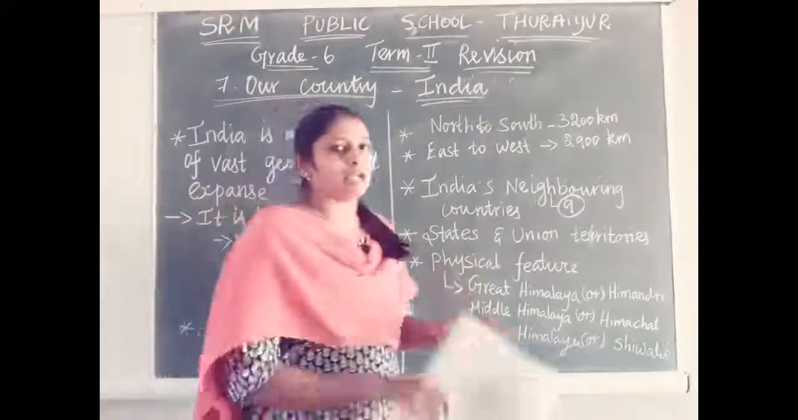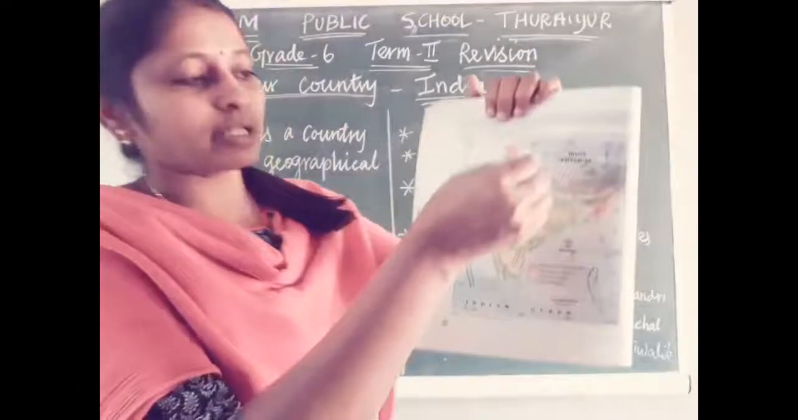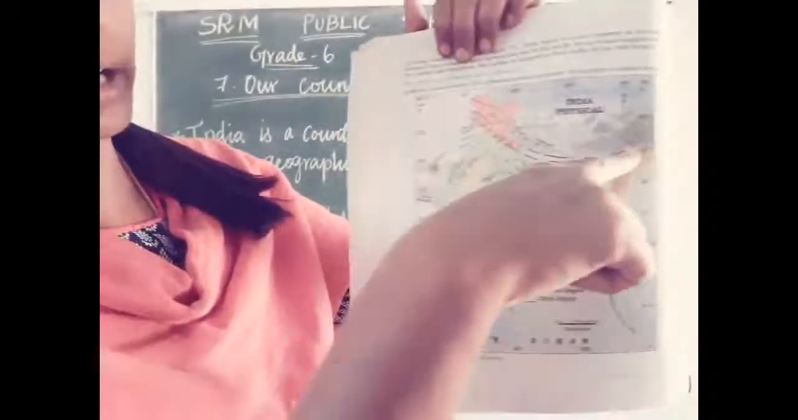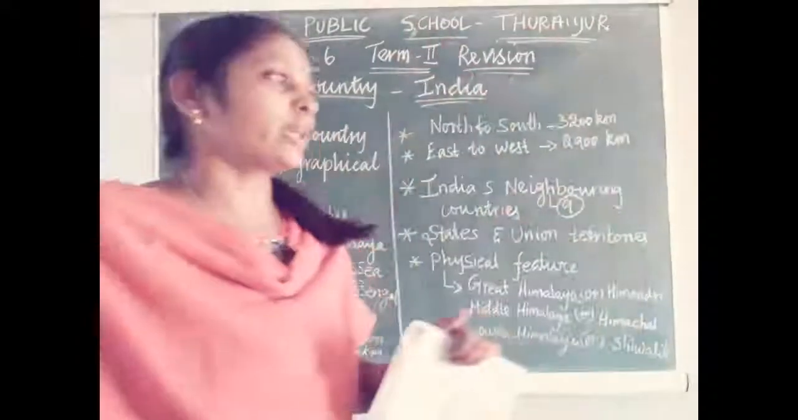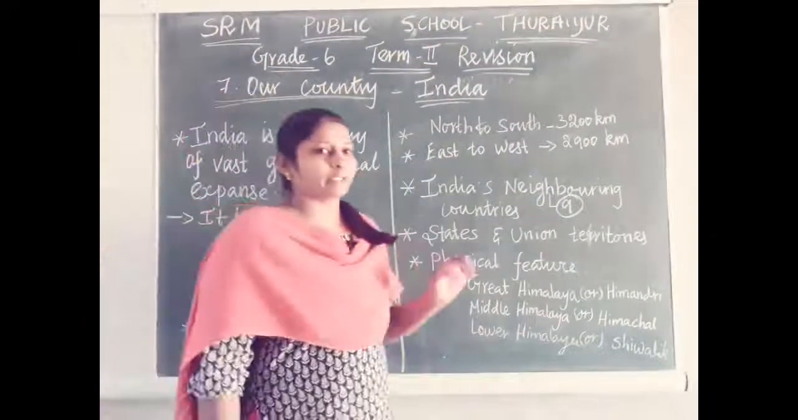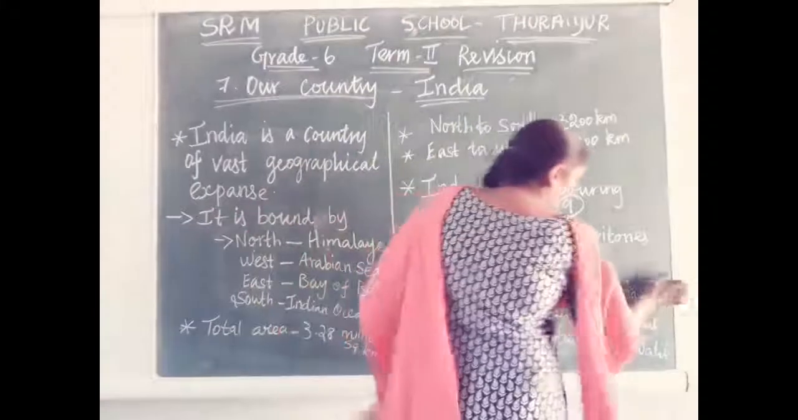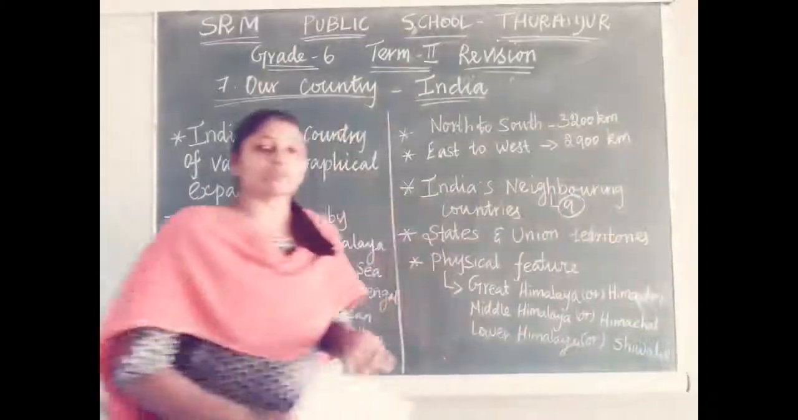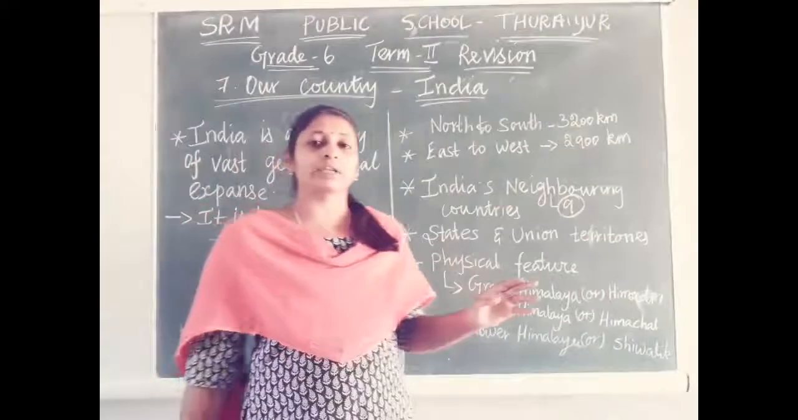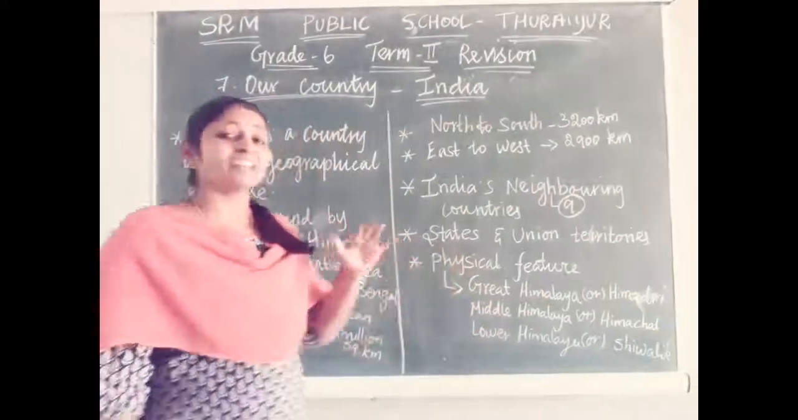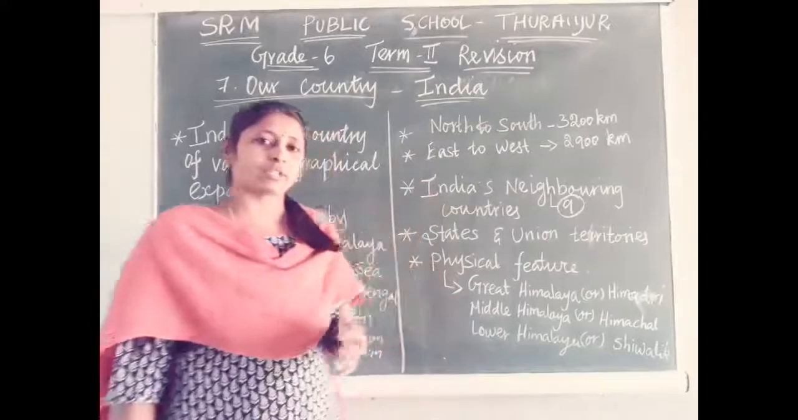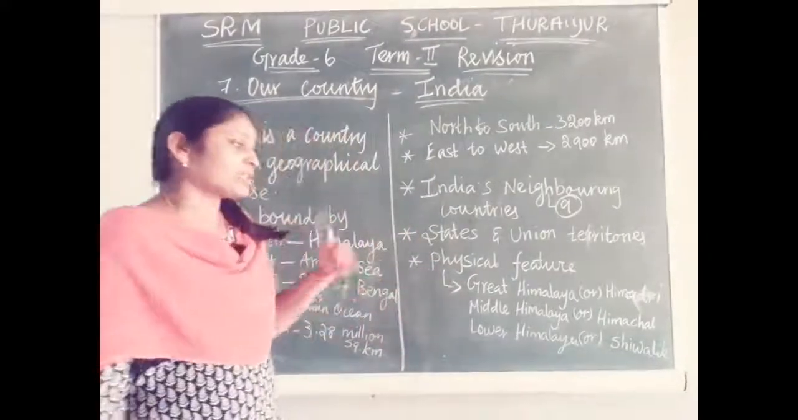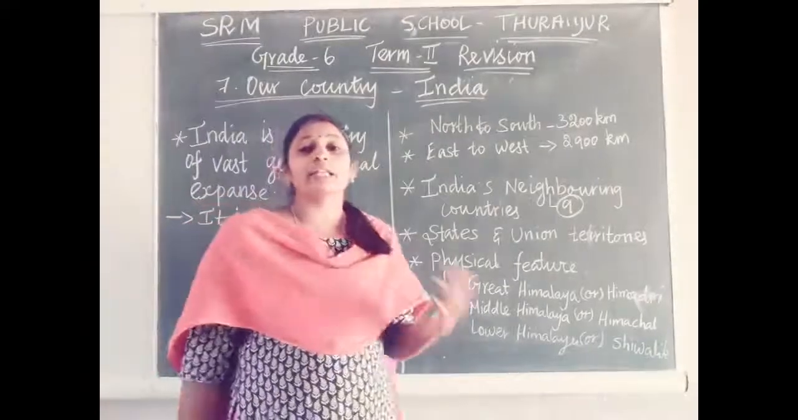Greater Himalaya means the topmost layer of the Himalayan mountain range. The topmost layer is called Greater Himalaya or Himadri. In Himadri alone, the highest peaks are present, like Everest and Kanchenjunga. These highest peaks are present in Greater Himalaya alone.